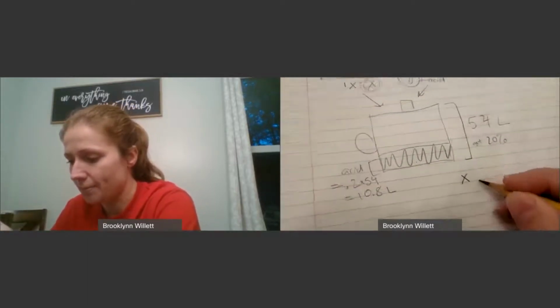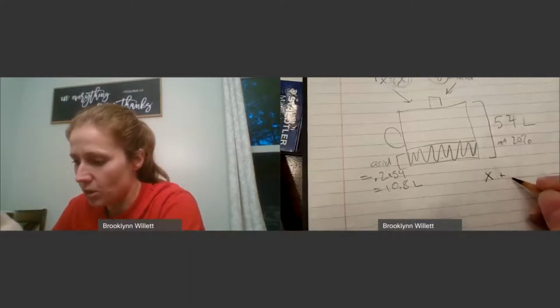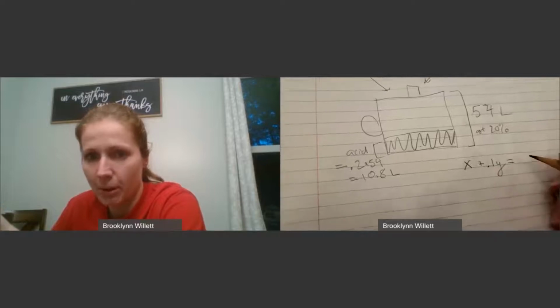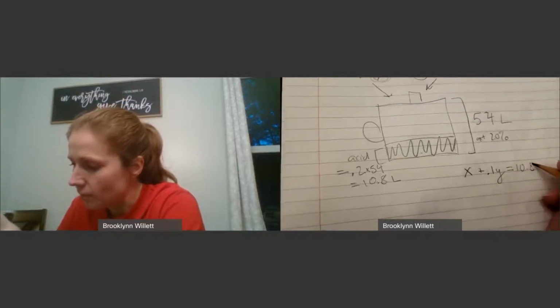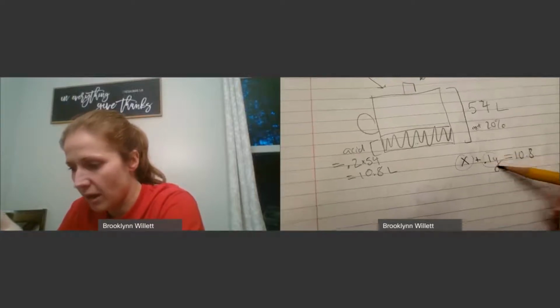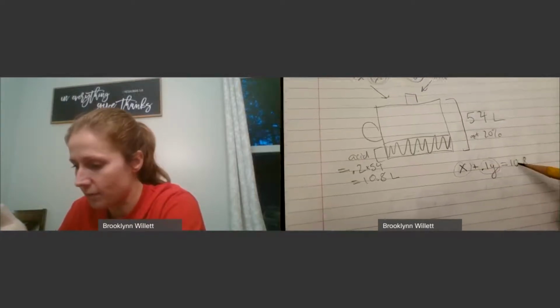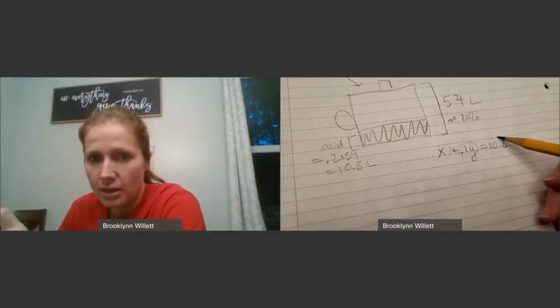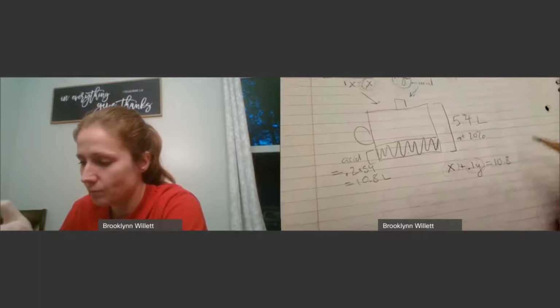So maybe the chart would help you at this point. Maybe you're doing better without the chart at this point. I don't know. But we know that the pure acid from X plus the pure acid from Y, well, from the weak stuff, has to be 10.8 liters in the end.